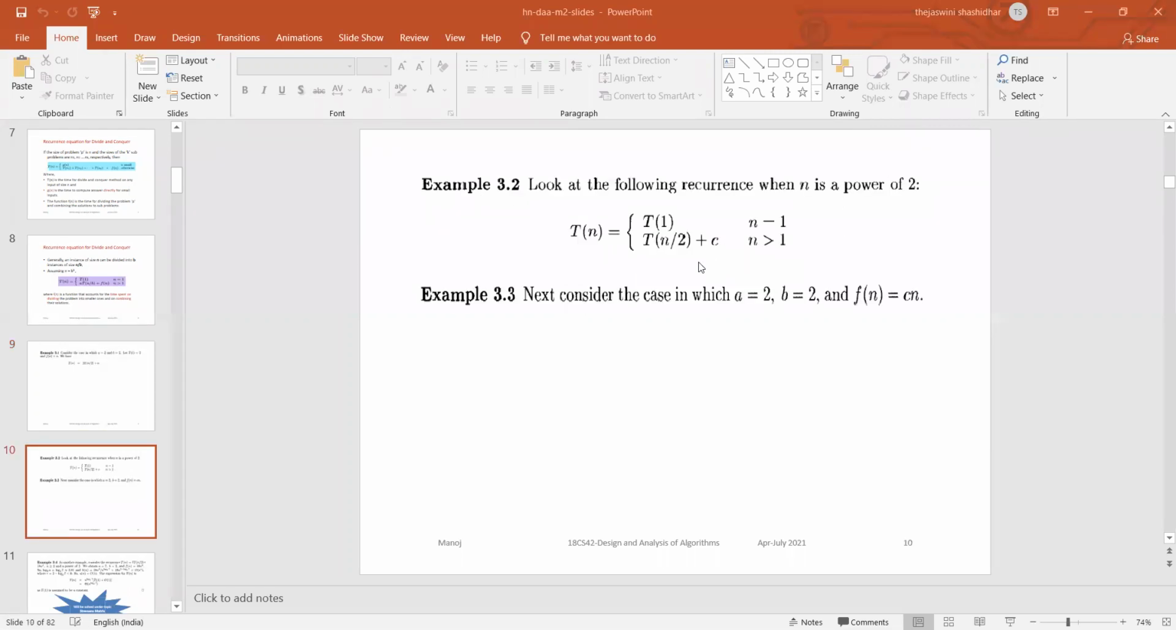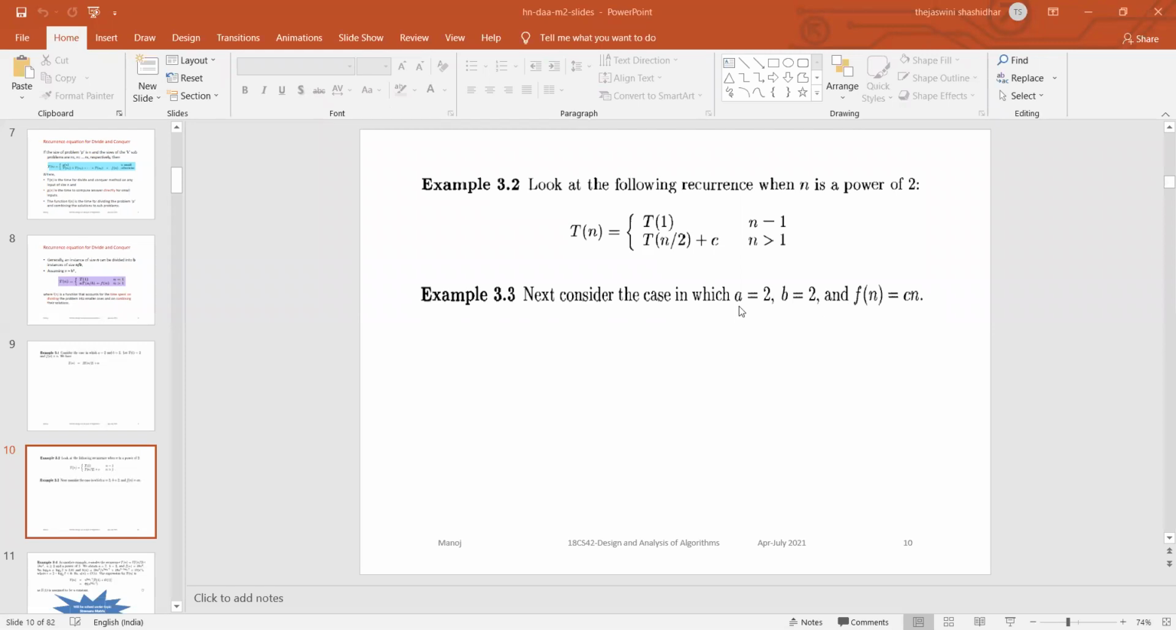Okay. So now you come for this particular thing, recurrence relation when N is a power of 2. When N equals 1, it is 1. When N is greater than 1, that means 2, what is the case? It is T(N/2) + C. So this is the general thing you can have. Anything to the power of 2, what is the recurrence relation? It is N by 2.